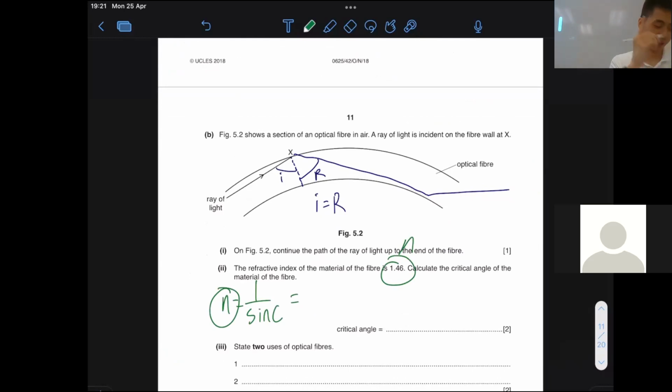For the time constraint purpose, I will explain this next week again. 2 uses of optical fiber are definitely going to be optic fiber cables for telecommunication, and endoscopes. Endoscopes and telecommunication. It's basically what Unifi is running on, optic fiber.